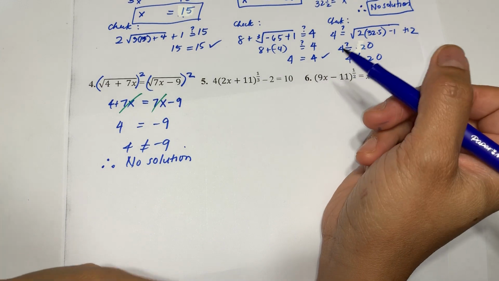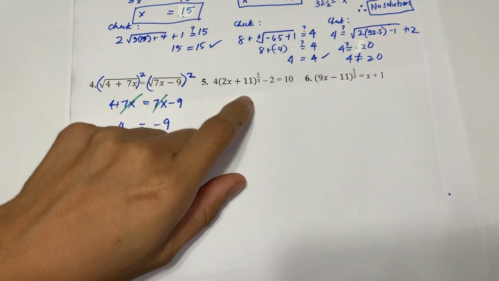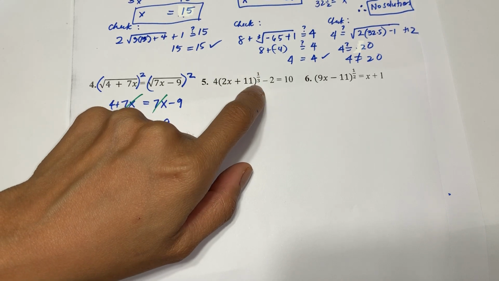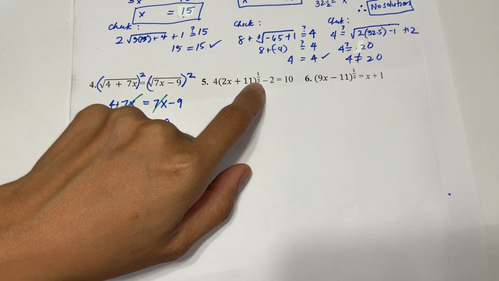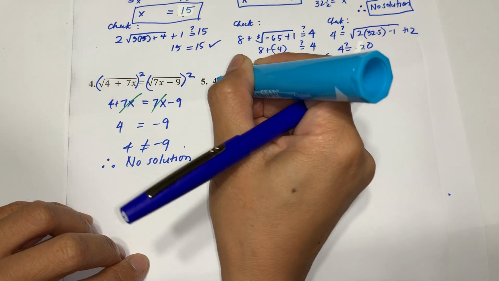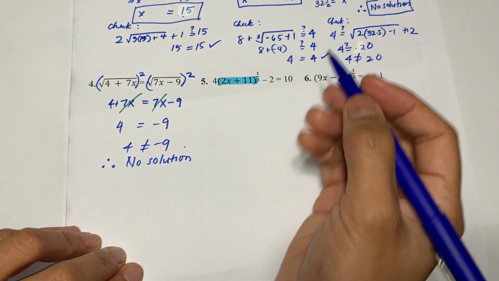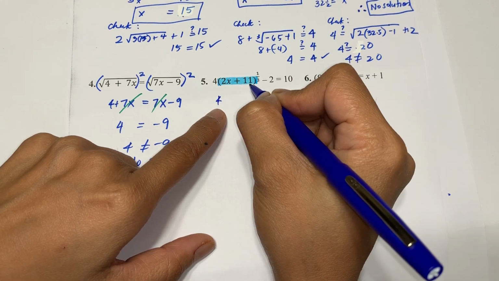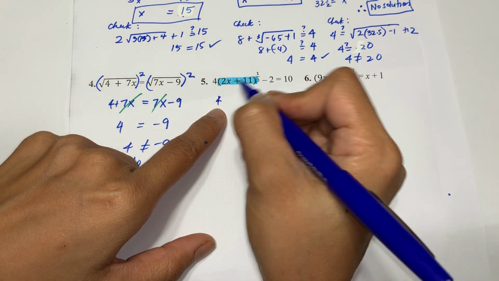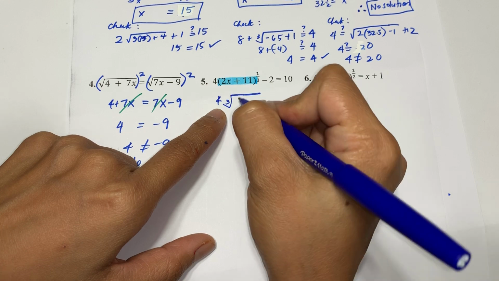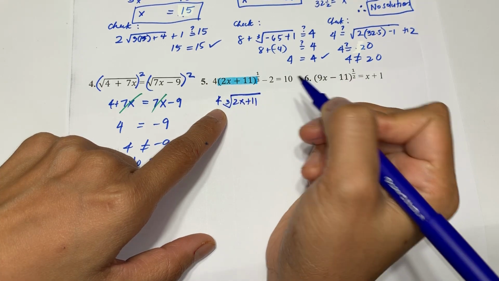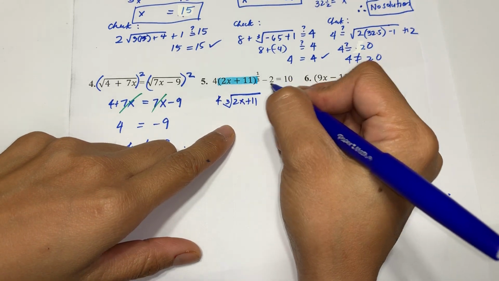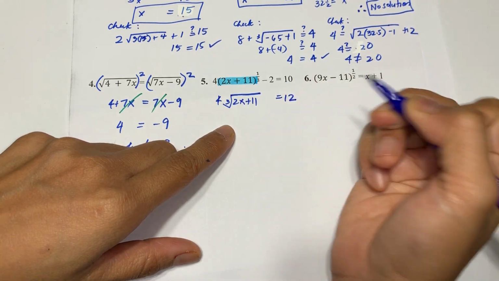Number 4. You might be thinking, where's the radical? It's this one here. 1/3 is cube root. Don't forget, 1/3 is cube root. So you need to isolate this first. Okay, so that means we have to add 2. I'm going to rewrite it so you understand it. So instead of 1/3, I'm going to rewrite it as cube root of 2x plus 11, just so that you can see it better. Minus 2, so plus 2 plus 2, so that's 12.